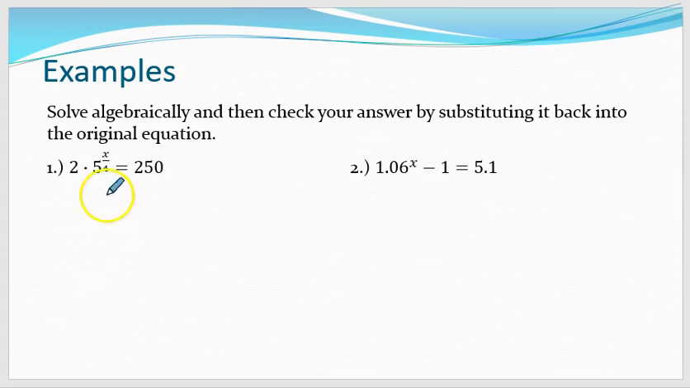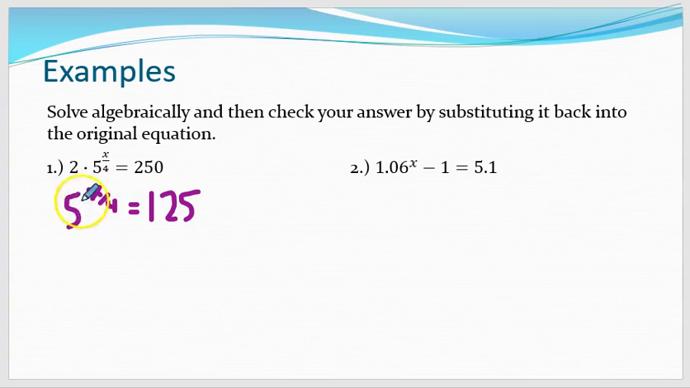For the first example, I see an exponential term, but there's something being multiplied by it. So our first step is going to be to divide both sides by 2 and change this into 5 to the x over 4 power equals 125. Now this is going to be an example of the first strategy where I can write both sides of the equation using a common base.